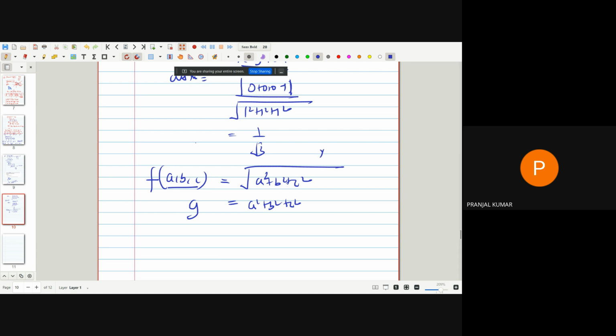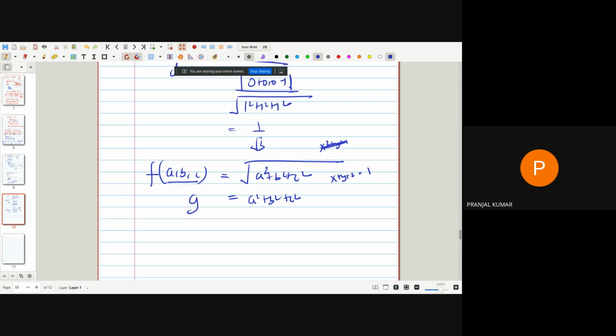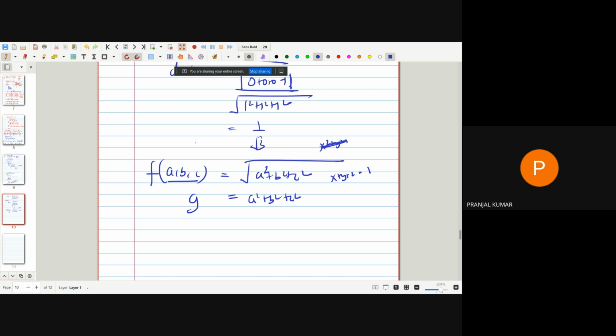And you had the plane, right? x plus y plus z equals 1. The point lies on the plane, so that is for sure. So what you can do is just substitute one of the variables. So z equals 1 minus a minus b, since this point lies on the plane. So you can substitute here. So g equals a square plus b square plus 1 minus a minus b whole square.